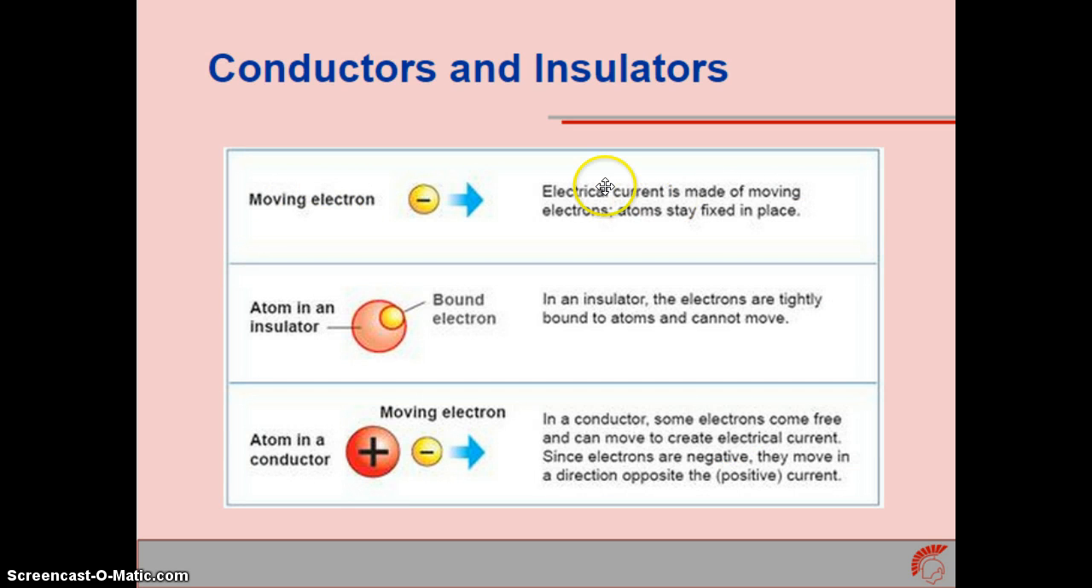So moving electrons. Electrical current is made of moving electrons. Atoms stay fixed in place, right? The atoms aren't moving, the electrons are. So an atom in an insulator, a bound electron. In an insulator, the electrons are tightly bound to the atoms and cannot move. Whereas a moving electron, right, an atom in a conductor of electricity, some electrons come free and can move to create electric current. Since electrons are negative, they move in the direction opposite of the positive current.